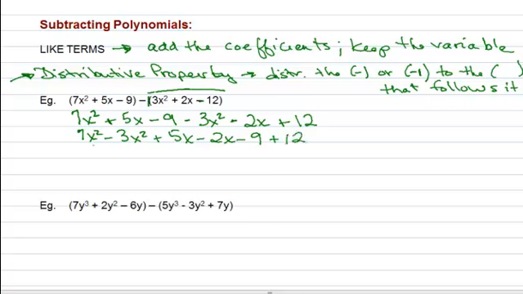And we see that we've got like terms here, like terms here, like terms here. And when we combine like terms, remember, we just talked about that. When we combine them, we add the coefficients, so we add the 7 and the -3, keep the variable. We add the coefficients 5 and -2, keep the variable. And here we've got just constants, so we just add them like we normally would, and we're done. And we just subtracted those two trinomials.